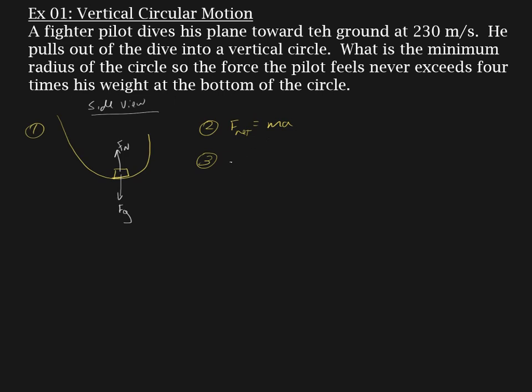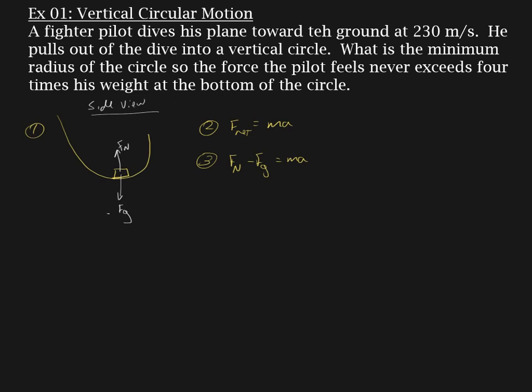So for F net, we're just going to write the normal force minus the force of gravity is equal to ma. Now, keep in mind that the reason the normal force is positive is not because it points up. It's because it points towards the center of the circle. So that makes the normal force centripetal, or positive towards the center.